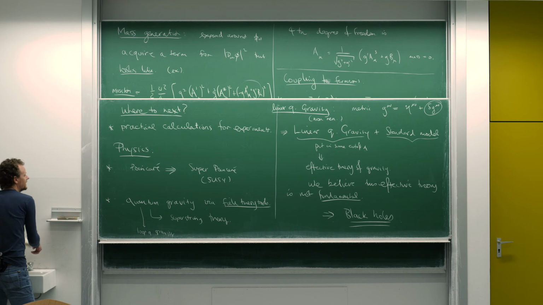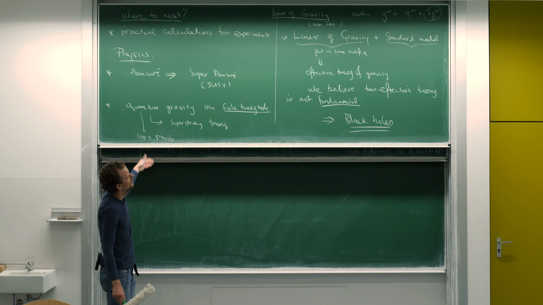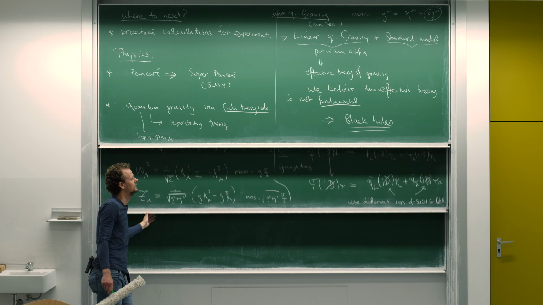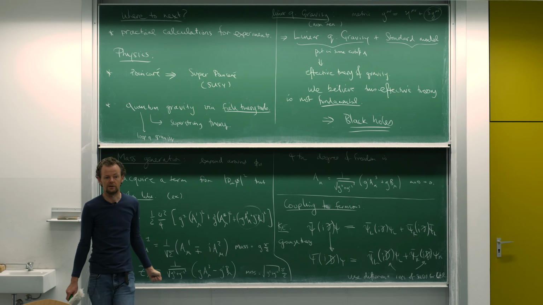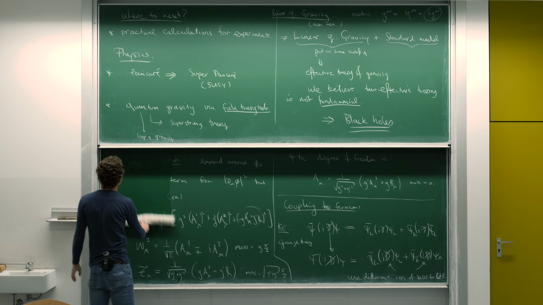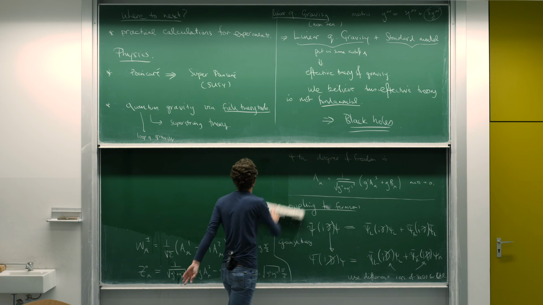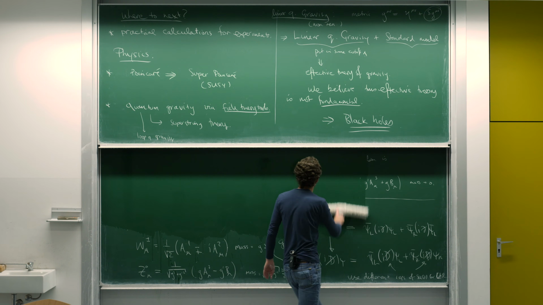We have this fantastic effective theory, linear quantum gravity, the standard model, but it doesn't describe black holes in any obvious way. And we do believe there are black holes out there, so we know that we need something more.